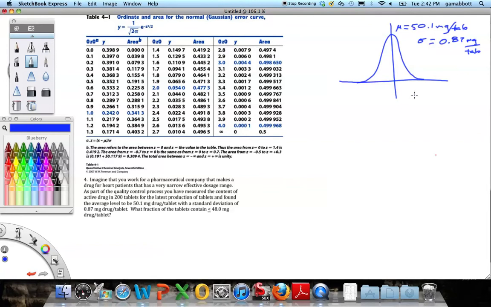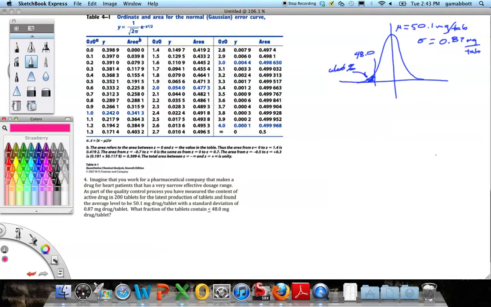We're asked about what fraction of tablets fall below a line set at 48 milligrams per tablet. In other words, we want to know what percentage of the population falls in this wing right here. So what percent fall in that wing?